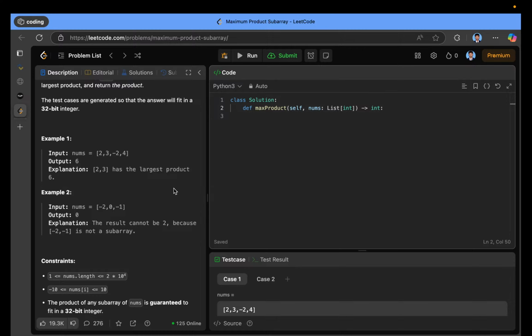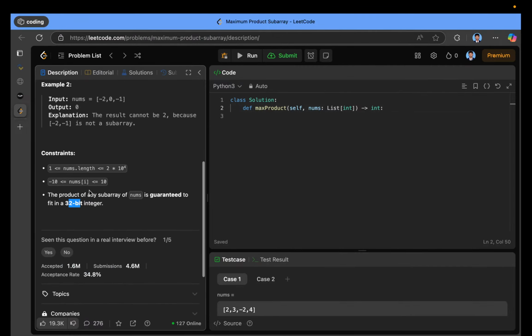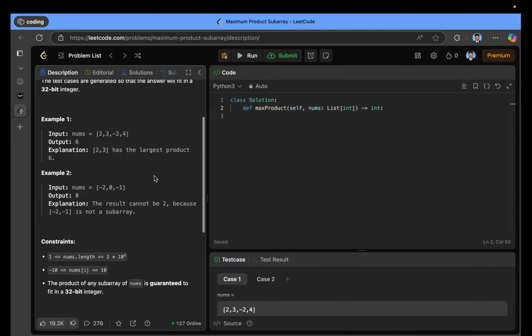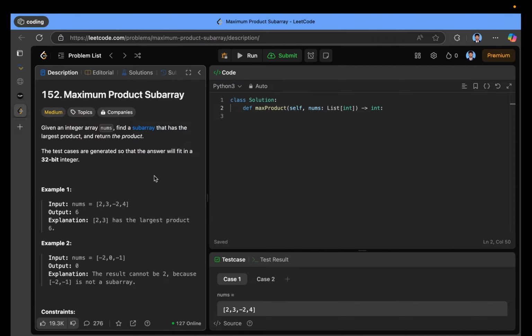Well, I don't have to care because I am using Python. These are problems of C++ coders. Constraints: nums length up to 2 into 10 power 4. Wow, 32 bit is not this small, I think. So the product will go up to the 32-bit integer. Numbers can be negative or positive, and I have to find the largest product.